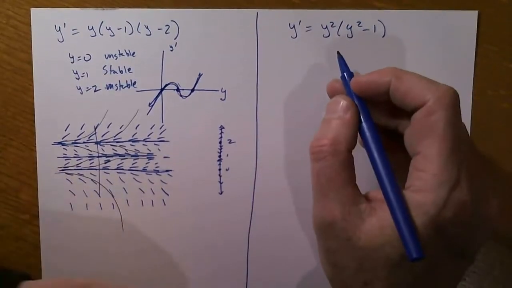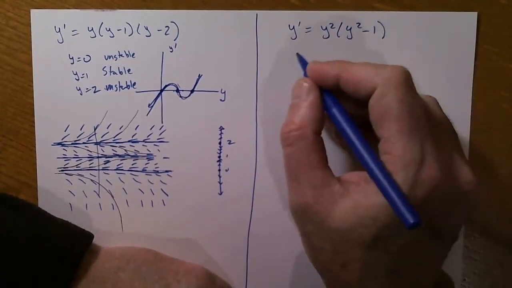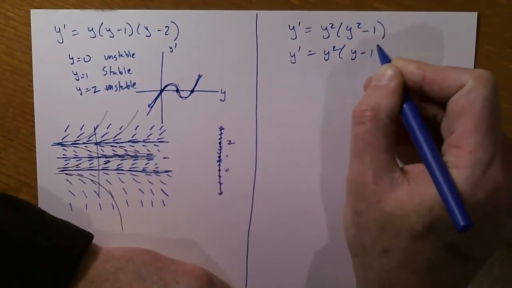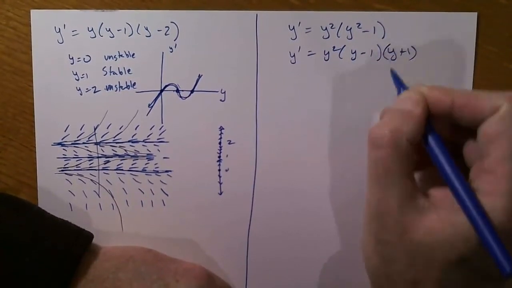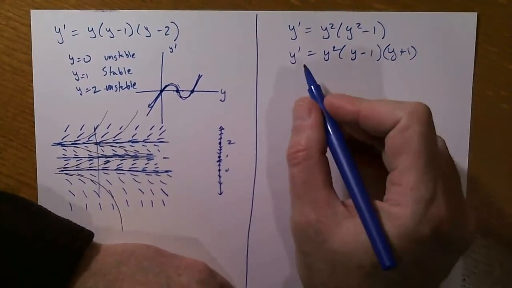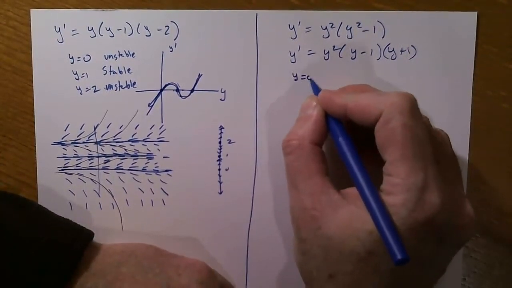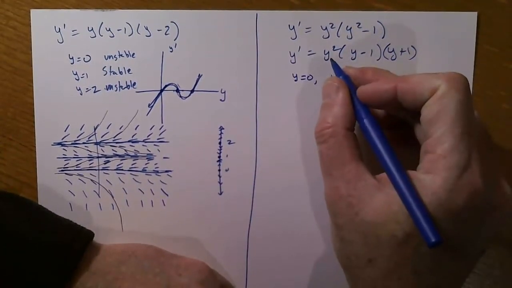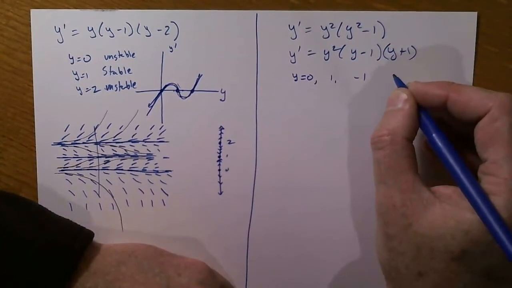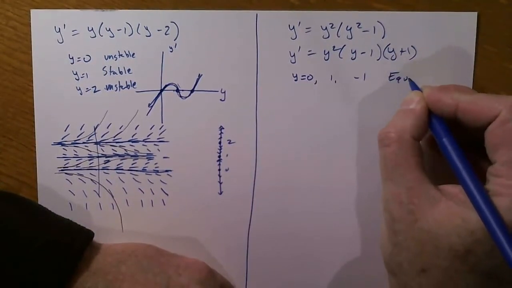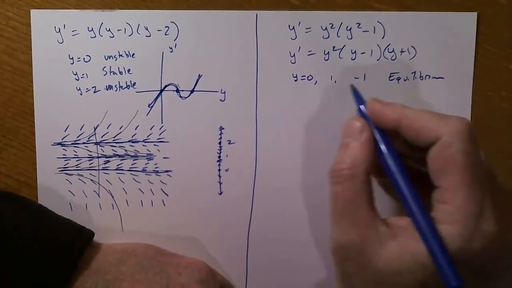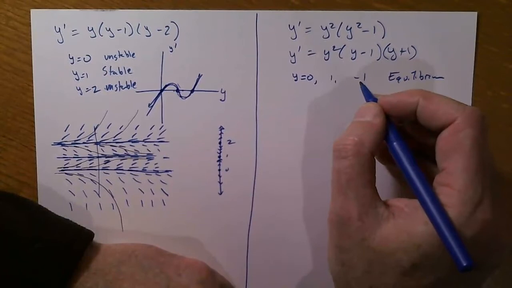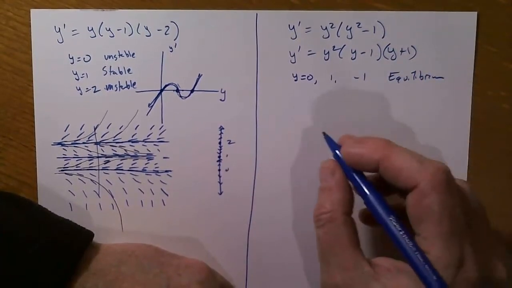All right, so on this one, the first thing I notice is that it's not completely factored, so let me factor it. Y squared, this can be y minus 1 times y plus 1. And so what I see here is that y equals 0, 1, and minus 1 are my equilibrium points, because any function y equals 0 or y equals 1 or y equals minus 1 would satisfy that equation.